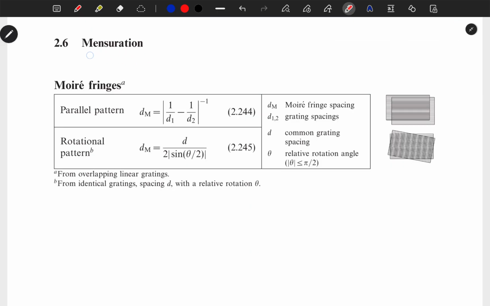Now mensuration, the Moire fringe. In the case of a parallel pattern, the Moire fringe spacing dm is 1 by d1 minus 1 by d2, to the power minus 1. In the case of Moire fringe spacing due to rotation, it is d by 2 sin theta by 2.